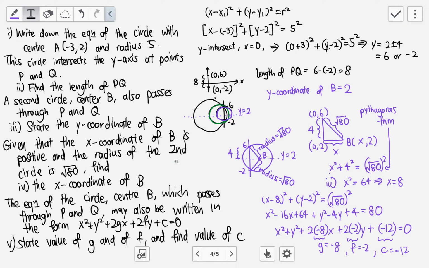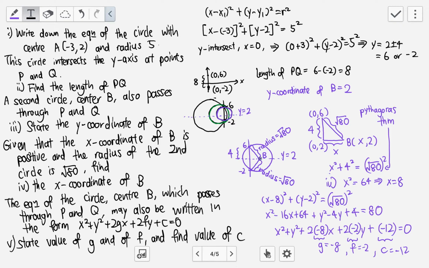And they say the radius of the second circle, which is this circle, is √80. So the radius is √80. That means the distance from the center to this coordinate must be √80, because all these coordinates rest on the circumference of the circle. Any point on the circumference of the circle is root 80 from the center of the circle, because the radius is root 80. Okay, so find the x coordinate of B.